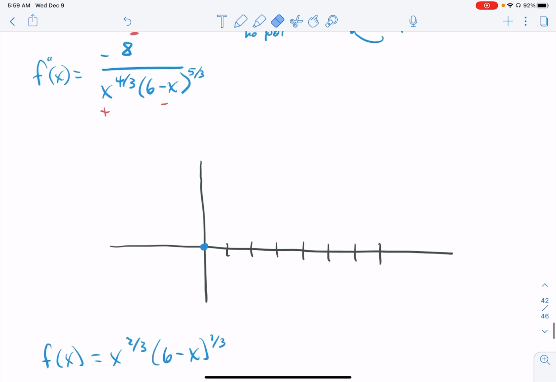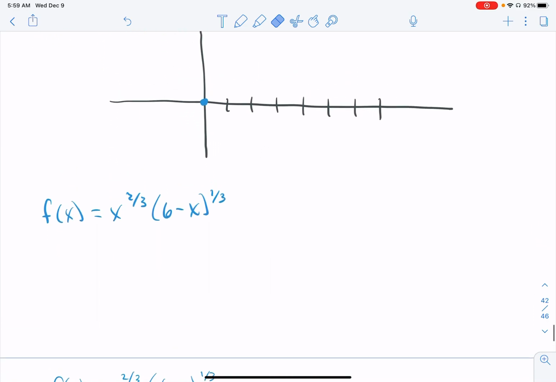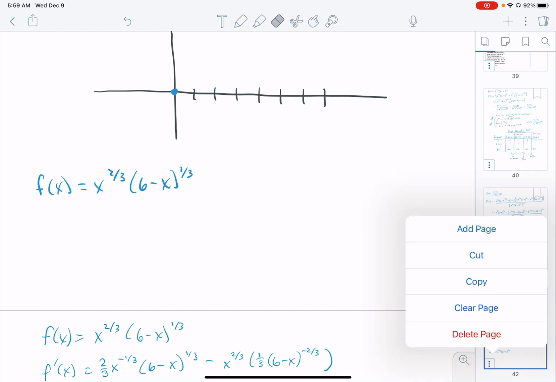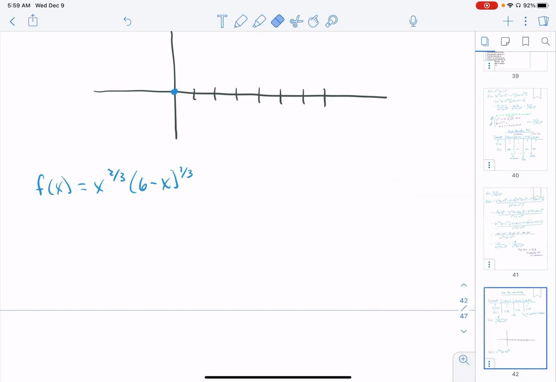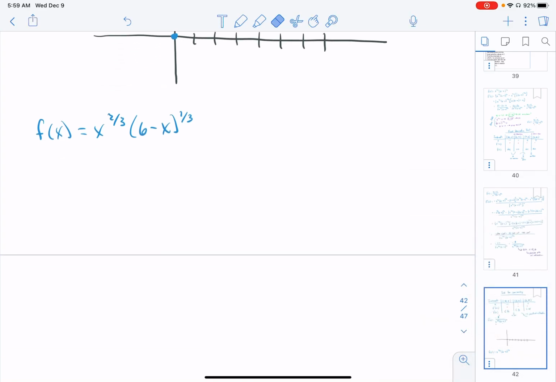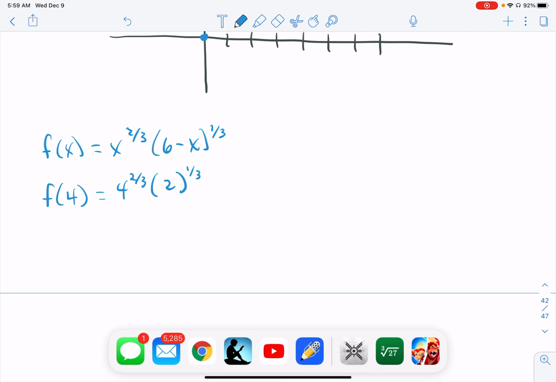Okay, what's the next one that we're going to stick in there? 4 was another critical number, I do believe. I'm going to need an extra page, I'm thinking. Add page. There we go. Okay, so if I stick in a 4, f of 4, I get 4 to the 2/3 power, 6 minus 4 is going to give us a 2 to the 1/3 power. You could do a little bit of algebra to clean this thing up, but I'm not going to.